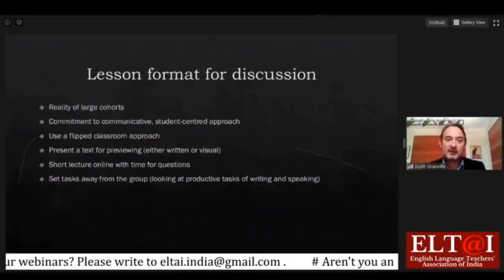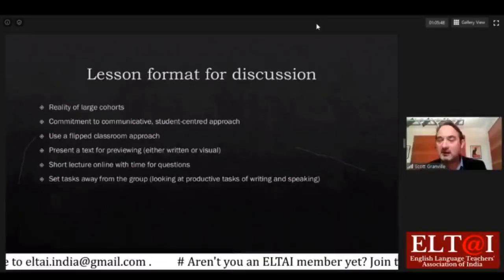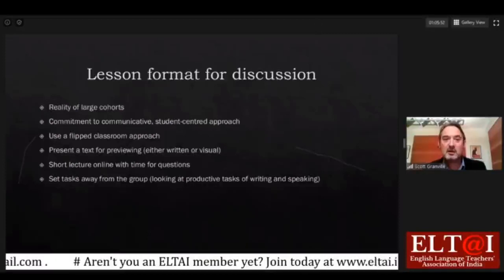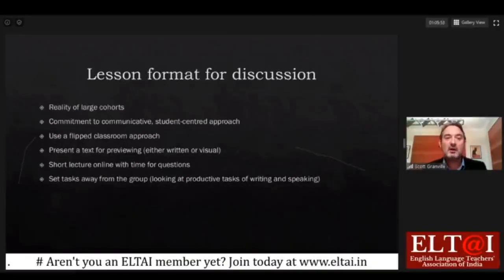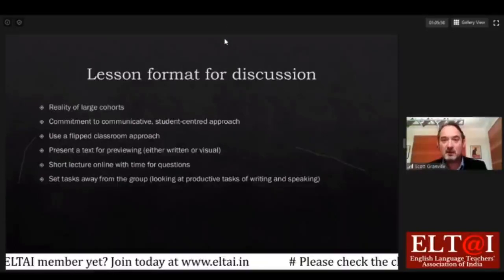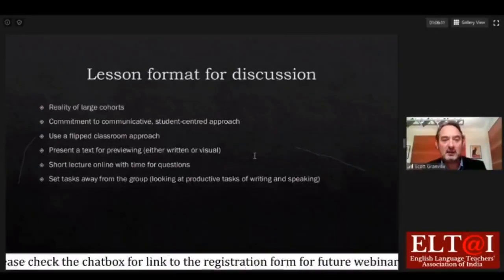So I've said here, we can present a text for previewing. Now, when we talk about text, obviously this may be a written text or it could be a visual text. So then what we can do is provide the students with a text before they come into the lesson. We might provide some additional questions, some open or close-ended questions, or just a little bit of preparation before they come into it.